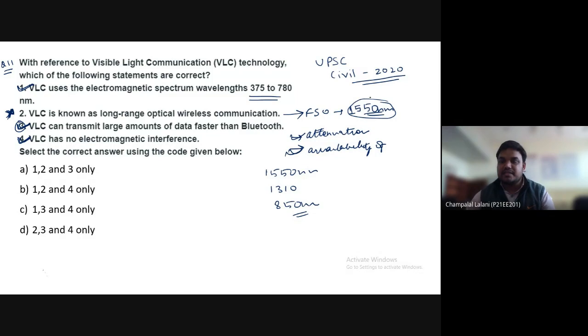So this is the reason why we use 1550 nanometers, and VLC is generally used for indoor communication or vehicle to vehicle communication, where short range communication is required. Either it may be vehicle to vehicle, or indoor, or in a hall. So VLC is known for short distance communication. That is it, and obviously option C is correct.